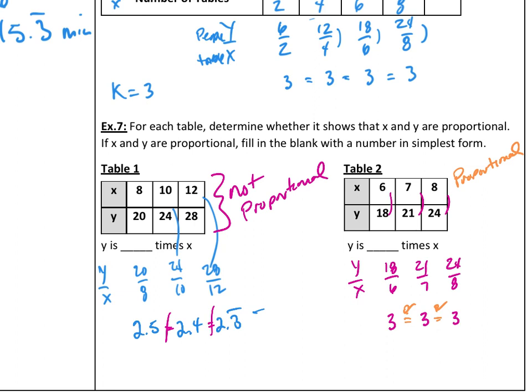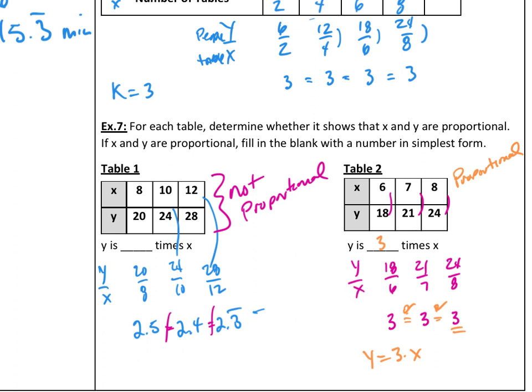My justification is it's proportional because each relationship has the same unit rate. Therefore, it's proportional. And if it is proportional, that unit rate is k. So y is 3 times x every time. So the equation would be y equals 3 times x. Remember, k is the constant of proportionality. Okay?